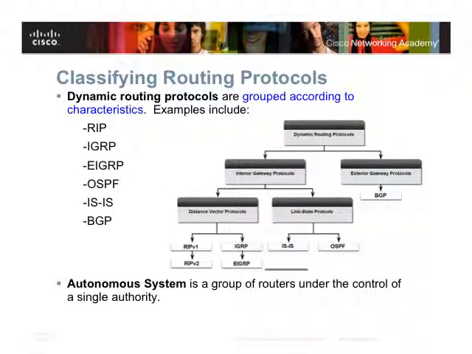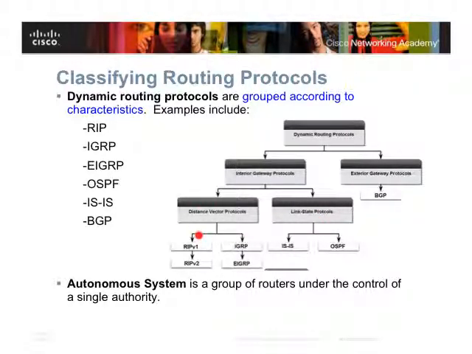So, for example, we see that, first of all, dynamic routing protocols are divided into 2 categories. One is the interior gateway protocols, and the other is exterior gateway protocols. Under the interior gateway protocols, we have 2 categories. We have distance vector routing protocols, and link state routing protocols.